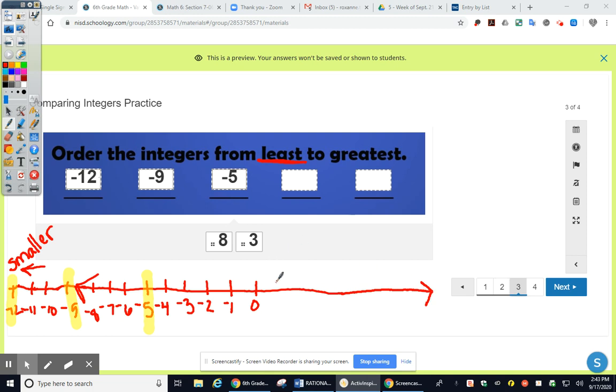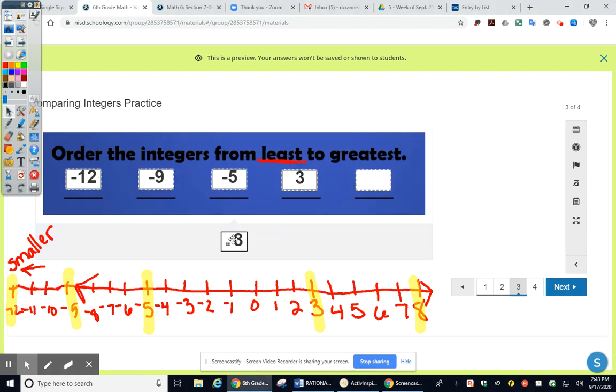So now I'm going to write my positives. I'm going to write 1, 2, 3, 4, 5, 6, 7, 8. Okay, again, look, if we're going from least to greatest, we know that a positive 3 is less than a positive 8. And if I set up a number line, look how the number line already has my numbers in order. Negative 12 is the smallest, then negative 9, negative 5, 3, 8. It follows that number line.